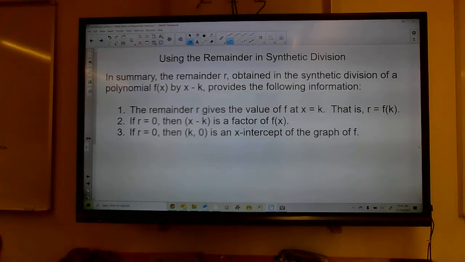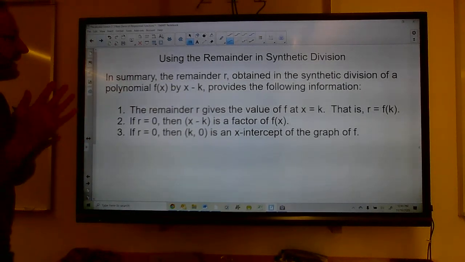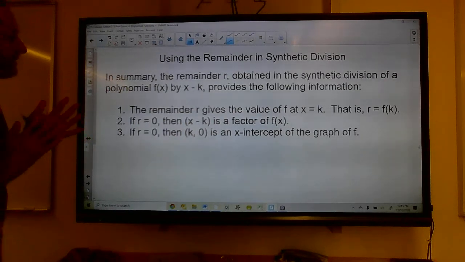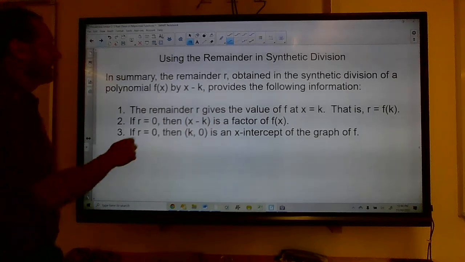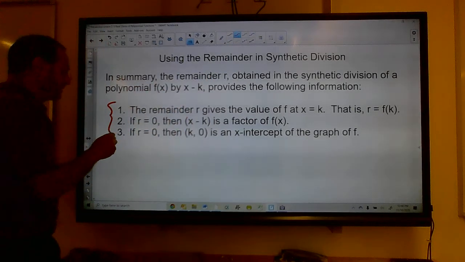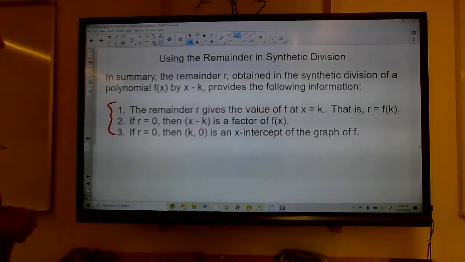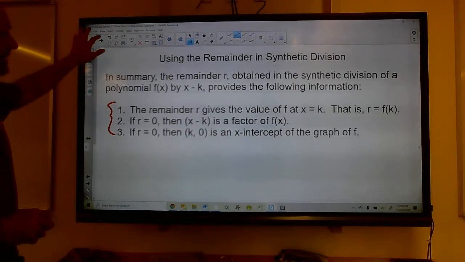Using the remainder theorem in synthetic division. So in summary, the remainder r obtained in the synthetic division of a polynomial f of x by x minus k provides the following information. The remainder r gives the value of f at x equals k, that is, r equals f of k. If r equals 0, then x minus k is a factor of f of x. If r equals 0, then k, 0 is an x-intercept of the graph. So all this stuff means the exact same thing. We kind of talked about that the other day. I wouldn't spend a whole lot of time worrying about this page.